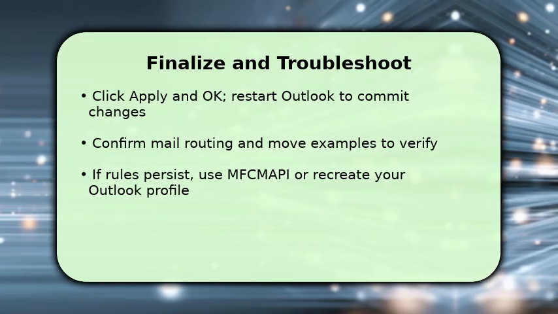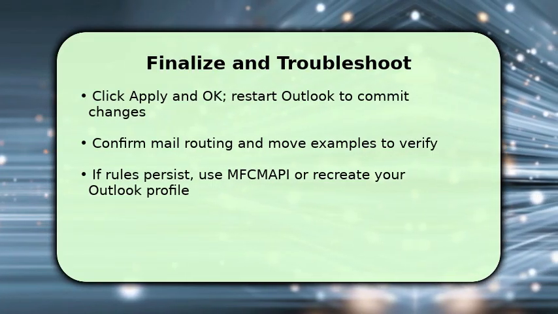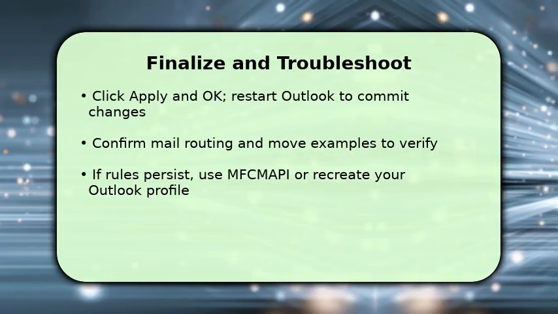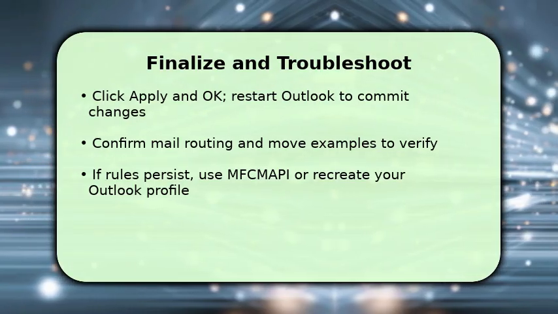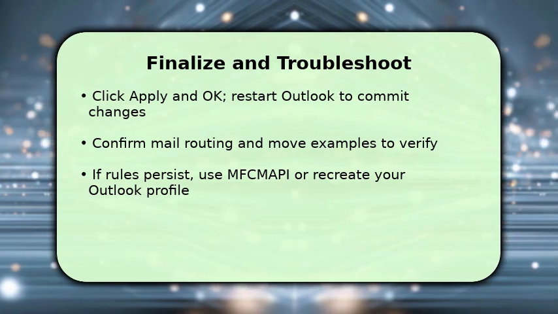If deleted rules keep returning or you see client-only entries that won't go away, try clearing cached mode, recreate your Outlook profile, or use MFCMAPI to remove corrupted hidden rule objects, only as a last resort and with your admin's permission to avoid data loss.